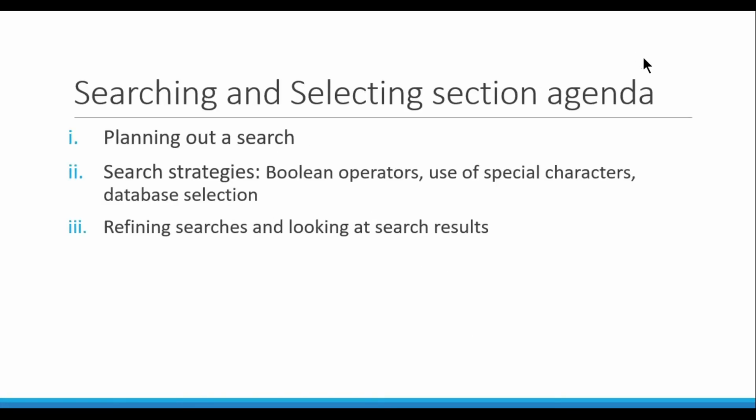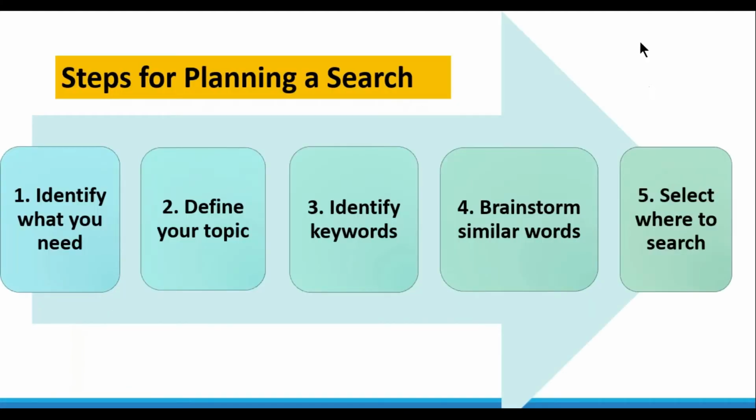So we're going to be covering how to plan a search, different search strategies using Boolean operators like and or, using special characters and selecting a database. We'll look a little bit at refining searches as well. The general steps to conducting a search are identifying what you need, defining your topic, then identifying keywords and brainstorming similar words, and then selecting where to search.